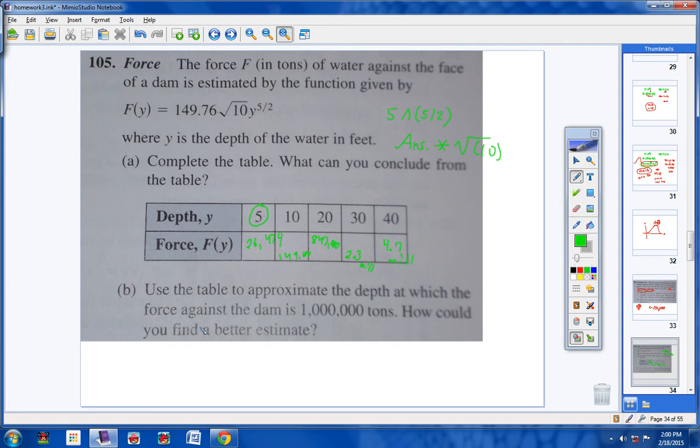Now, use the table to approximate the depth at which the force is 1 million. Well, first of all, may I tell you something, students, please? You don't have to estimate it. You understand that. If they wanted the exact answer, you're looking for the depth when the force is 1 million. So where the F of y is right here, you would put 1 million.